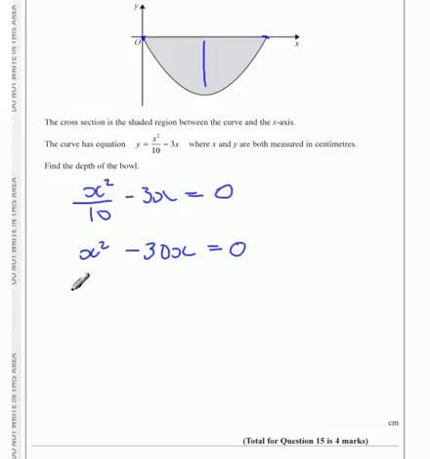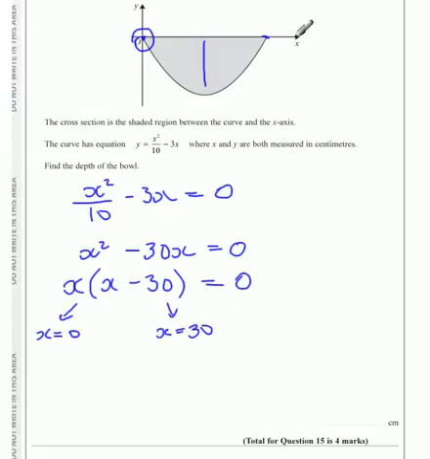Then if we factorize this, it will give us our two solutions. We can take out x, which means we get x brackets x minus 30. So one solution is when x equals 0, and we can see that because that is where it touches there, and the other one is when x equals 30. So it's over here, x equals 30. Halfway between these two is going to be x equals 15.